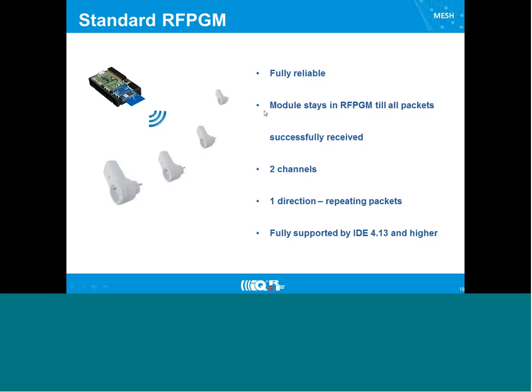The module stays in wireless programming until all packets are successfully received and stored. So it will not leave this mode until the whole program is uploaded. That's one thing. The second thing is that it can run on 2 channels if you want, so the reliability is much higher. It's only one-direction communication, but you can set up how many times these packets will be sent out.